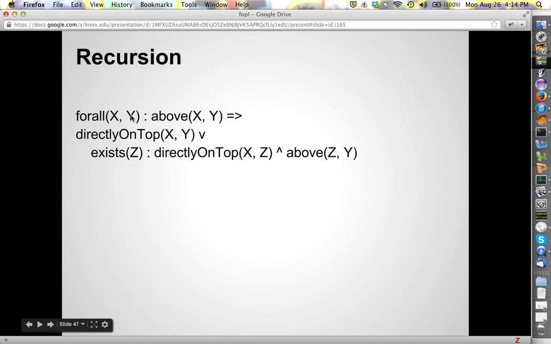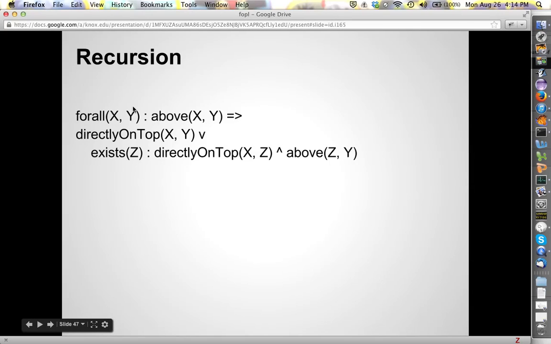Here's a way you could define this. For all x and y, x is above y if x is directly on top of y, or there exists some z such that x is directly on top of z, and z is above y. So this above, how do we solve that? Well, we just keep recursively applying this rule.